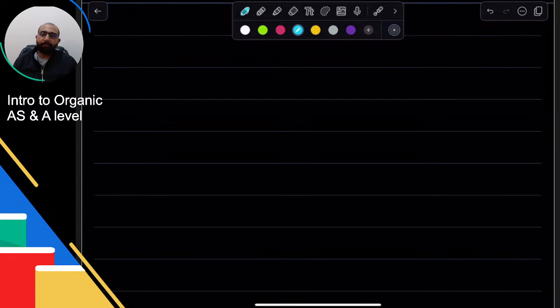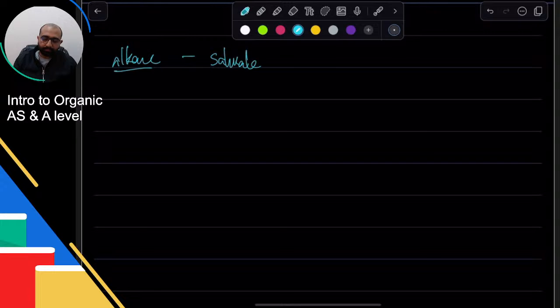So the first homologous series we have is alkane. Do they have a functional group? No, they don't have a functional group. They're simply hydrocarbons, and those have single bonds only. So they have this property that they are saturated hydrocarbons. Okay? So saturated hydrocarbons.